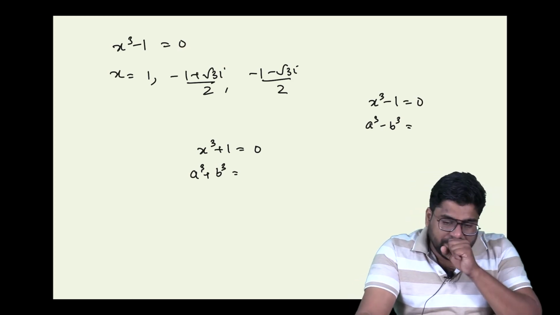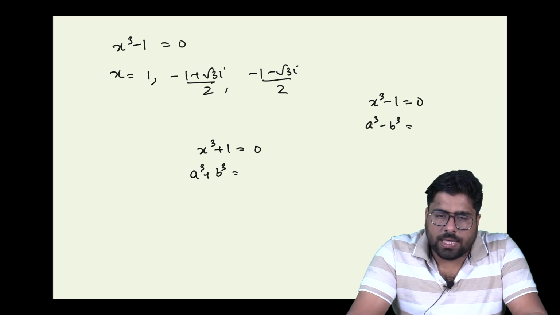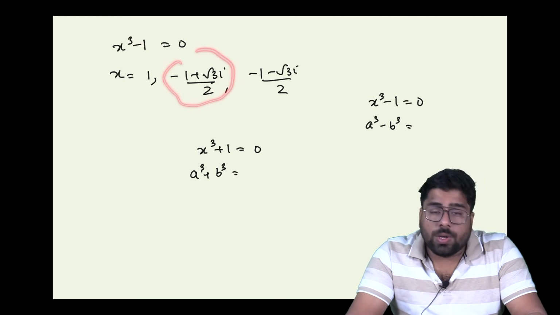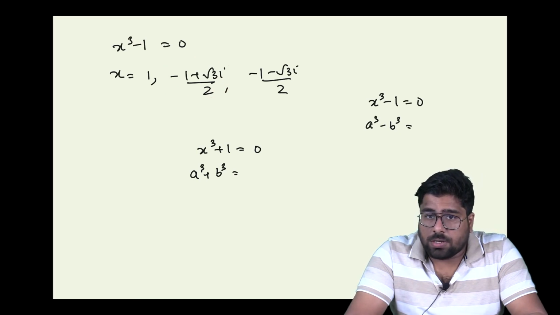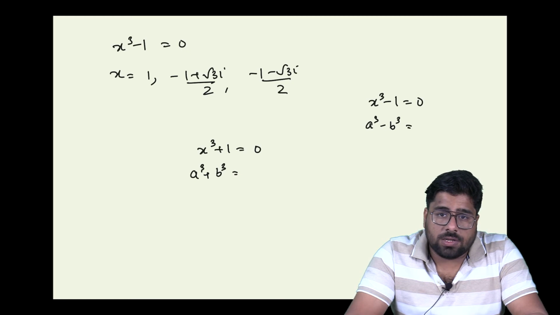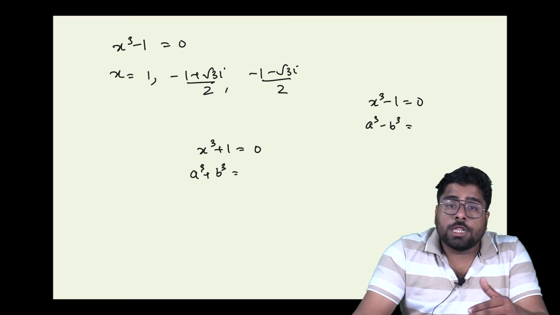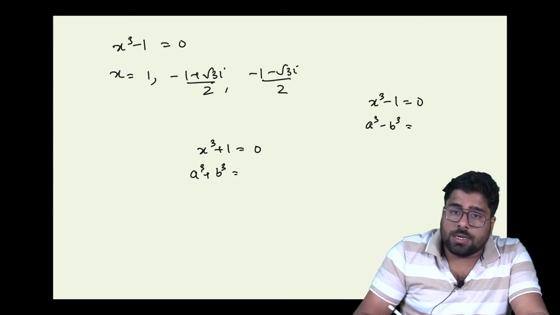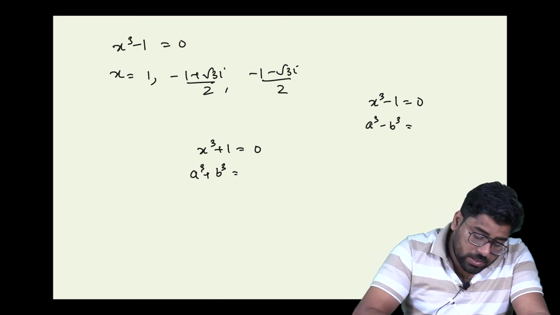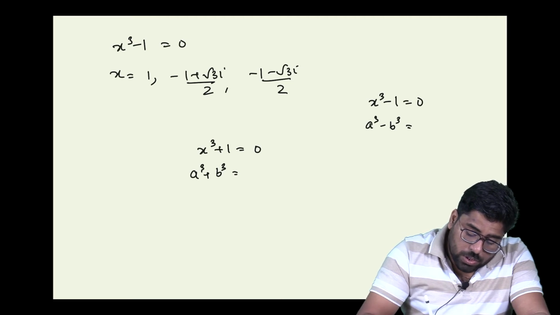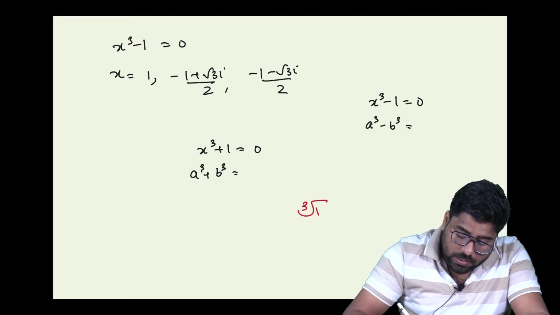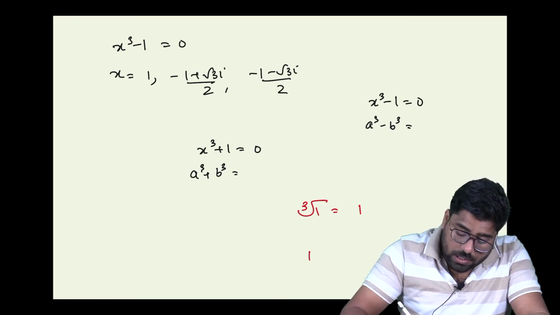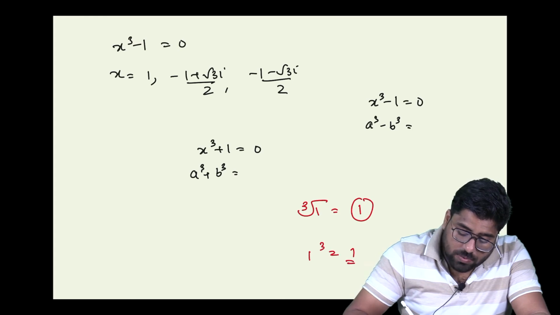Now, once you are clear with this concept, you also have to check whether this answer is correct or not. How can I check whether this answer is correct or not? I can do that by taking the cube of my answers. When I say that the cube root of 1 is equal to 1, how can I say whether my answer is correct or not? I will take the cube of this one and I'm supposed to get 1 inside.